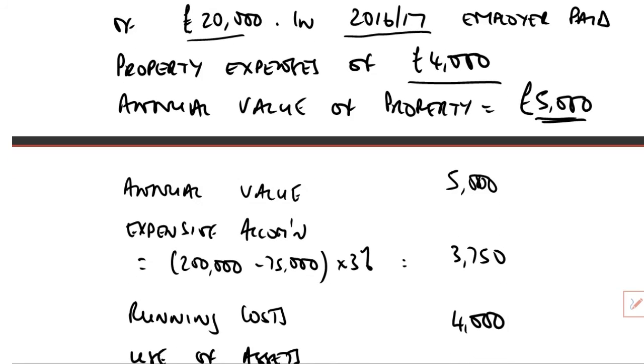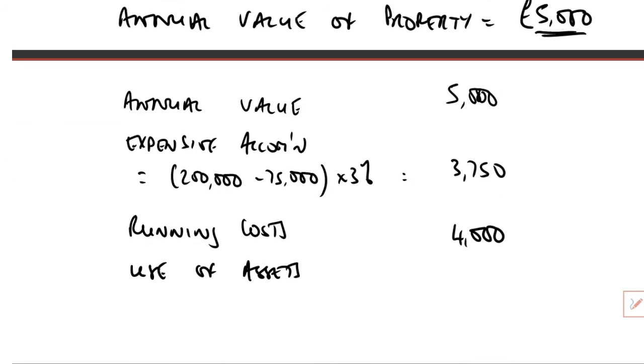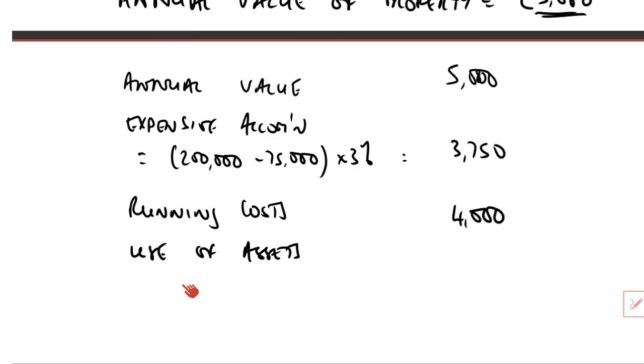What is the rule that we apply on this generic rule for use of assets? We take 20% of that market value when first made available, and 20% of 20,000, that would be £4,000. Job done. Use of assets.